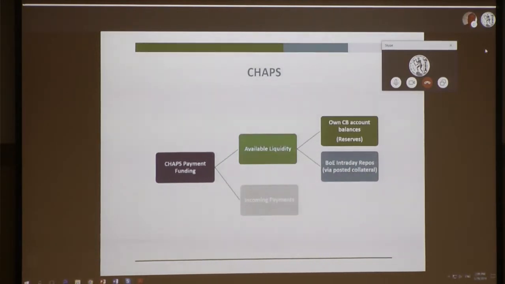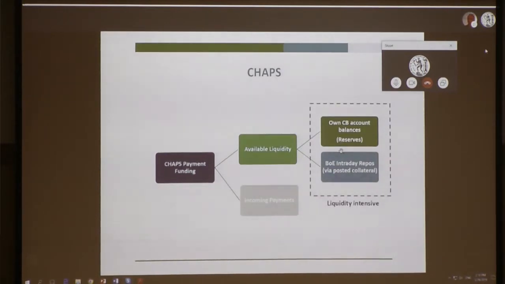You can do either of these things, or if you're a bank, another thing you can do is wait until you receive a payment through CHAPS and then use that payment to make your own payment, right? Someone pays me and I use that money to pay somebody else. So the two basic sources of liquidity, two sources of funding in CHAPS, are available liquidity on one hand and incoming payments on the other. And precisely because banks, in principle, have to use their own liquidity if no other payments are coming in that they can recycle.